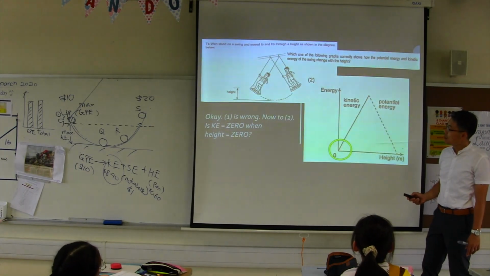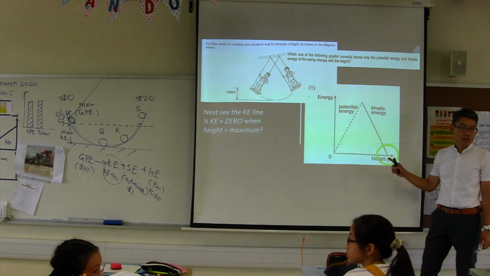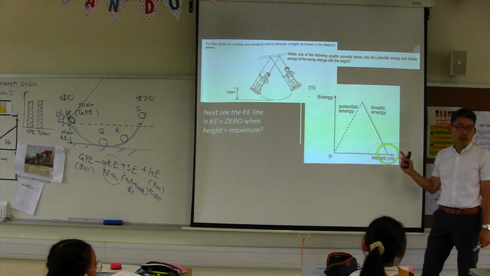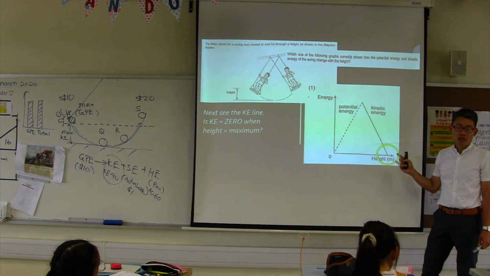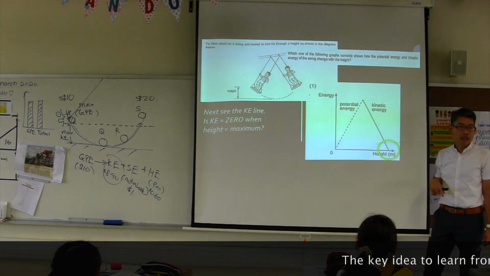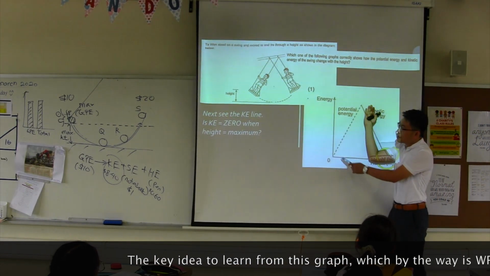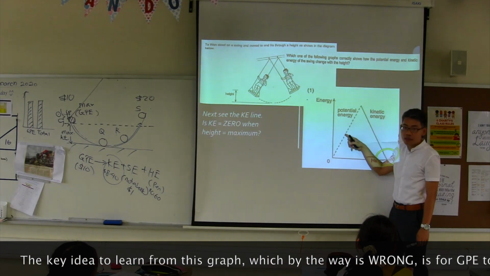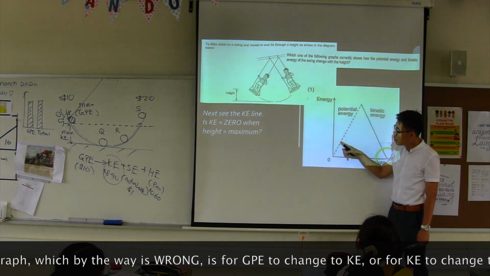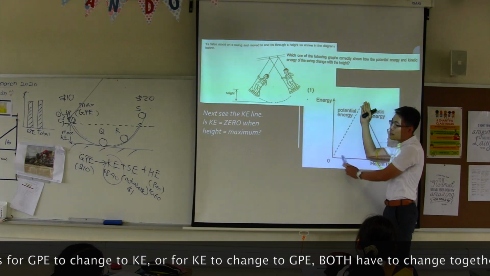Now then, who chose one? The problem here in this graph is this. This 12 is correct, but something is wrong. If you split the graph in half, ignore this part. Here, is PE changing? It's changing, right? Here it's more, here it's less. Do you see any KE here?